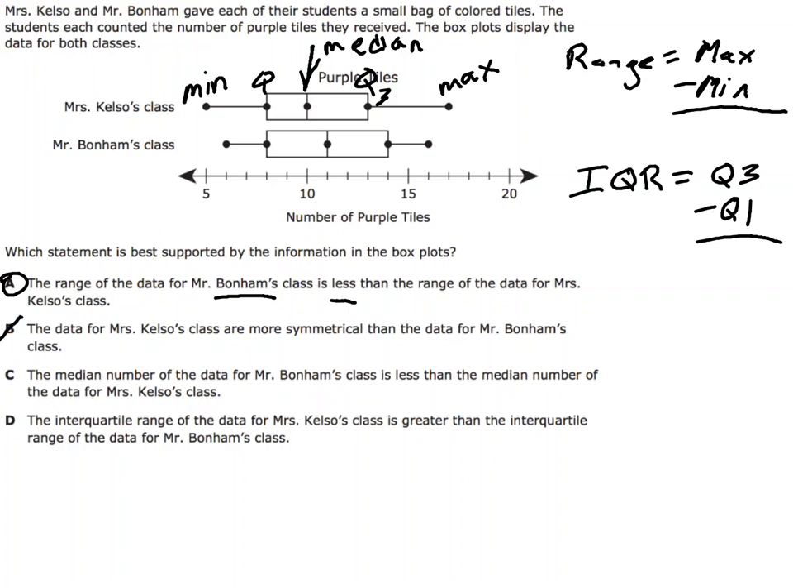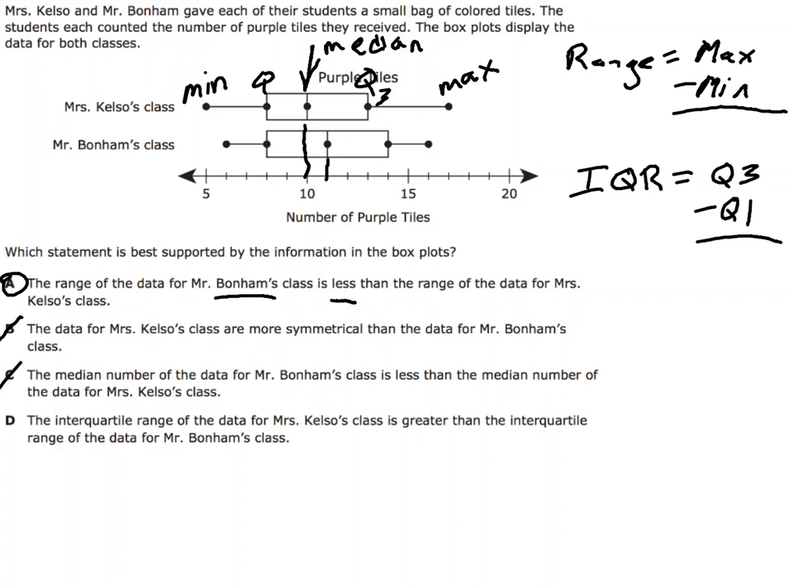The median number of the data for Mr. Bonham's class is less than the median number of the data for Mrs. Kelso's class. So here's the median. Mr. Bonham has a higher median value than Mrs. Kelso. So that's false.